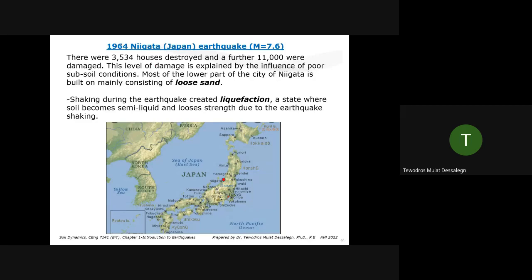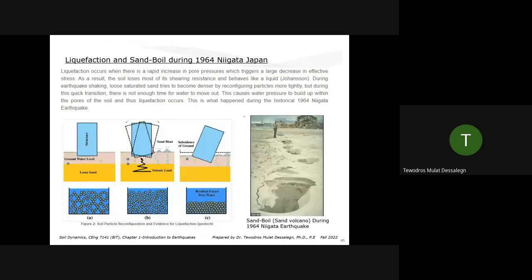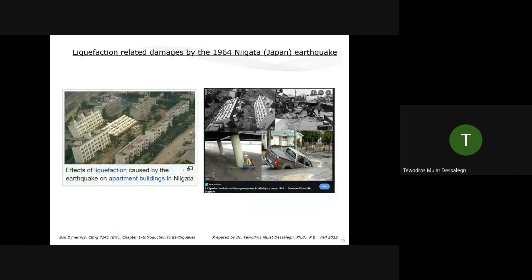The other one is the Niigata, Japan earthquake. This is a phenomenon called liquefaction, where, if you have a loose sand deposit, the ground underneath the buildings is very unstable. It becomes more liquid, and buildings settle, get destroyed, or the water comes out, causing a larger settlement within the ground. So it creates a huge instability.